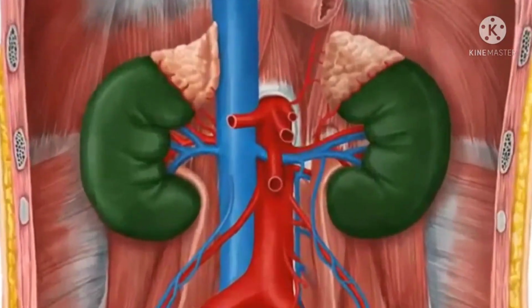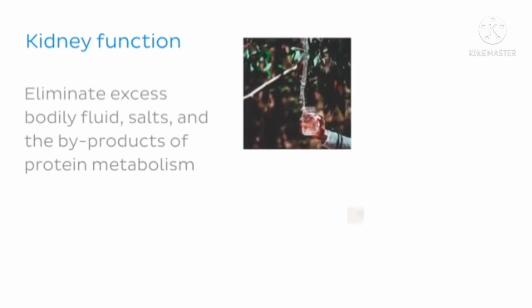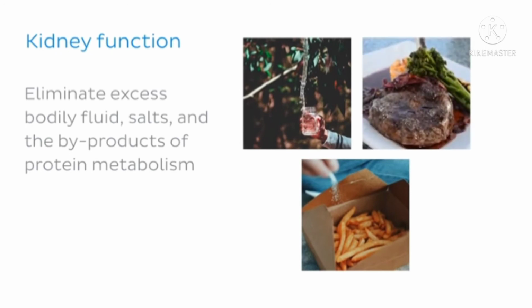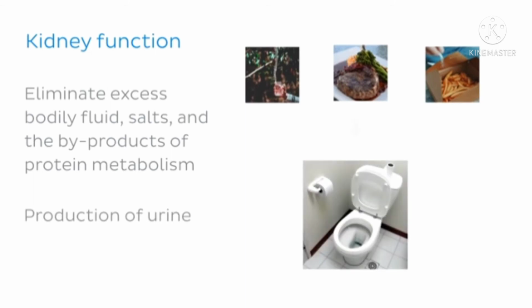Now that we looked at the anatomy of the kidneys, let's explore the function. The main function of the kidney is to eliminate excess bodily fluid, salts, and the byproducts of protein metabolism. This results in the production of urine that is transported out of the kidneys through the ureters, which happen to be the next structures that we're going to be talking about, the ureters.